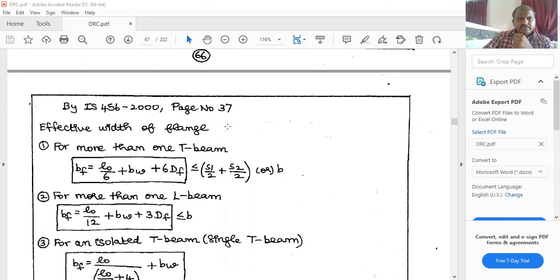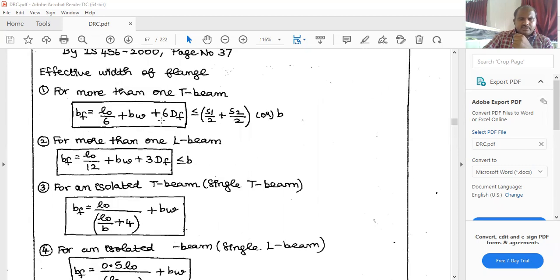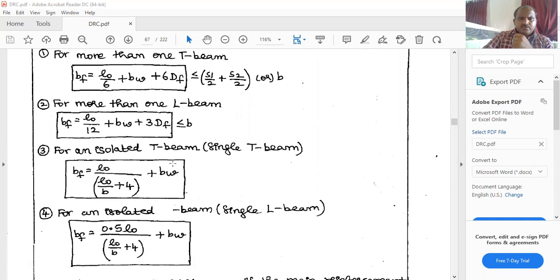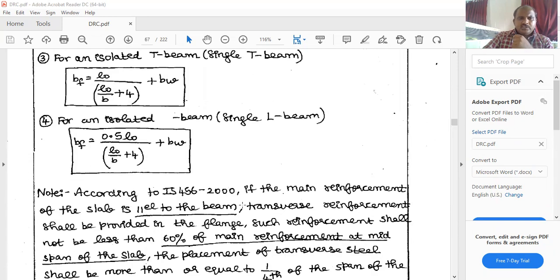So by IS 456:2000, the effective width of the flange as per the code book, for the first condition for a T-beam, that means bf = lo/6 + bw + 6Df, less than or equal to s1/2 + s2/2. So these are some formulas for using T-beam and L-beam, single T-beam and single L-beam, like that.